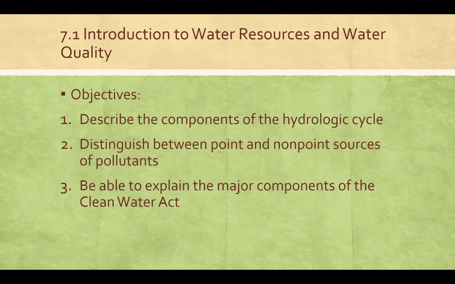Here are some of the objectives. Hopefully you're familiar with the hydrologic cycle. We've kind of covered that in chapter 5 in biology. Be able to distinguish between point and non-point sources of pollutants, and be able to explain the major components of the Clean Water Act.